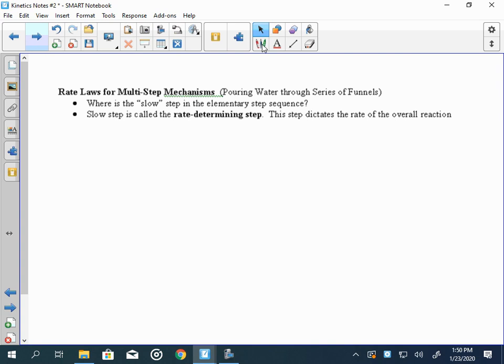It is the rate determining step. That slow step dictates the overall rate. Much like your friend, we're not going to get to Easton on time.